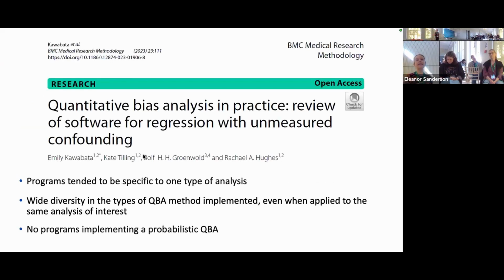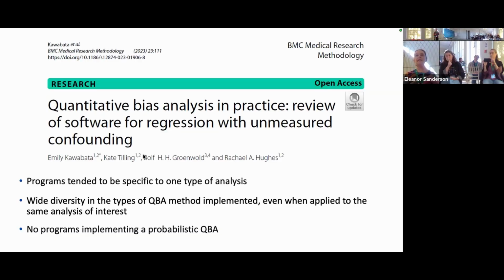Okay, so Emily and I conducted a review of software implementations of quantitative bias analysis for unmeasured confounding, and the software was extracted from papers published between 2011 and 2021. And we found that programs tended to be specific to one type of analysis. So, for example, just having a binary outcome and a binary exposure variable.